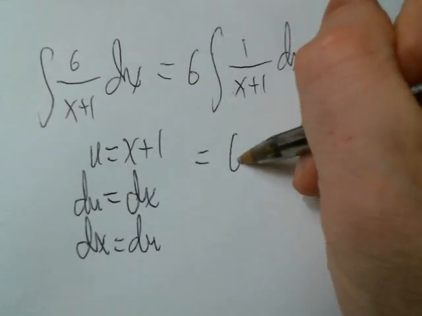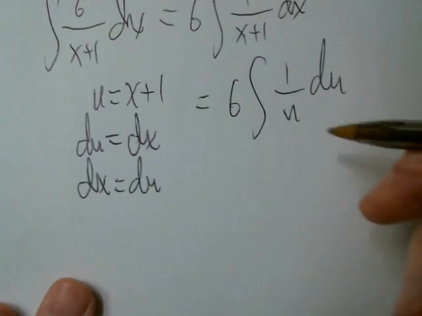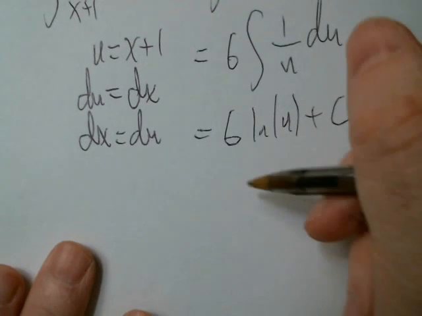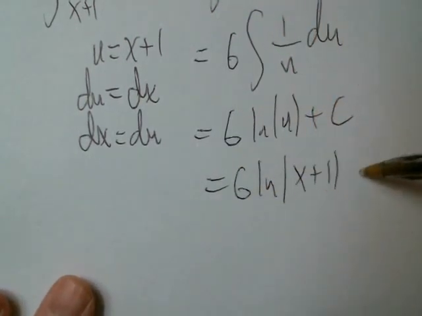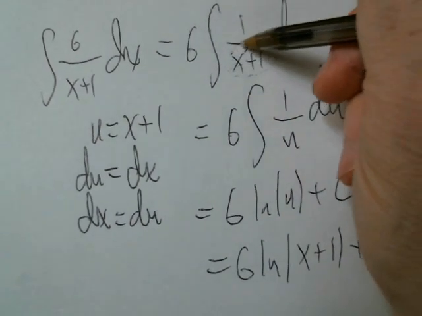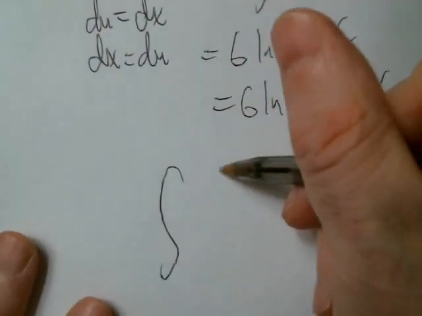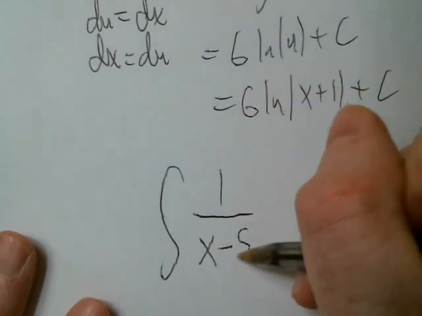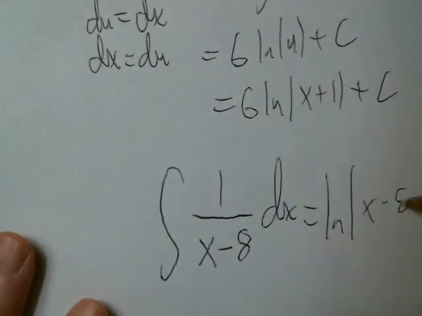So when you go to your integral here, you have 6 integral of 1 over u times du, and that's just the ln of absolute value of u plus c, and then you back substitute and you get 6 ln absolute value of x plus 1. The point of my story is just treat this whole thing as a variable. If you have the integral of 1 all over x minus 8 dx, that's just going to equal the ln of the absolute value of x minus 8.